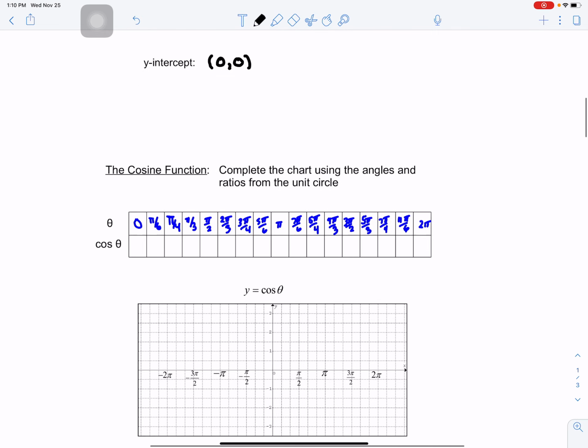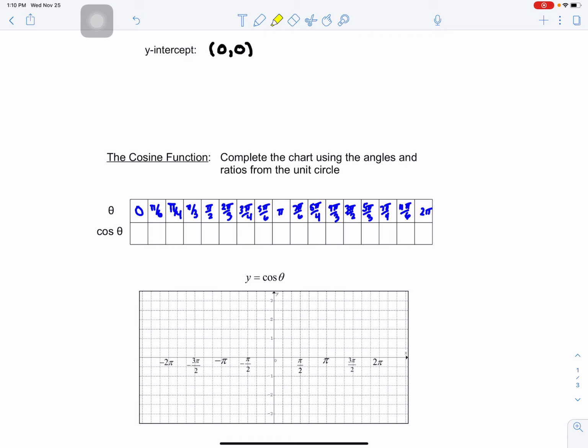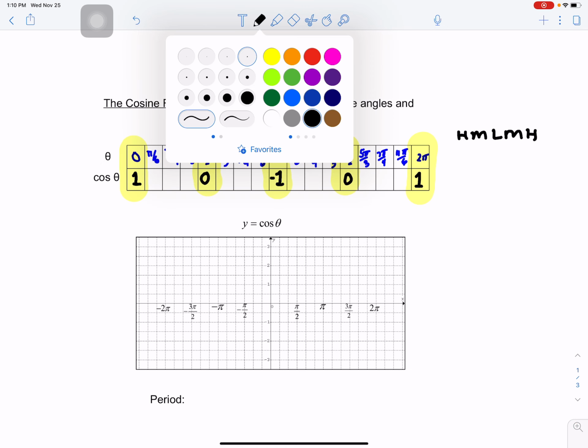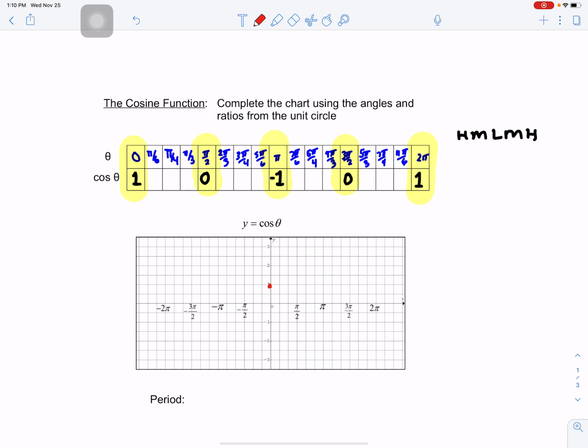Okay, cosine function, we're going to deal with it the same way. We're only going to focus on the 90-degree multiples to help you graph the function. And you have to remember, cosine has a high, middle, low, middle, high pattern. That might help you remember the 1s and the -1s. And then I'm going to carefully graph that on the grid. So high, middle, low, middle, high.